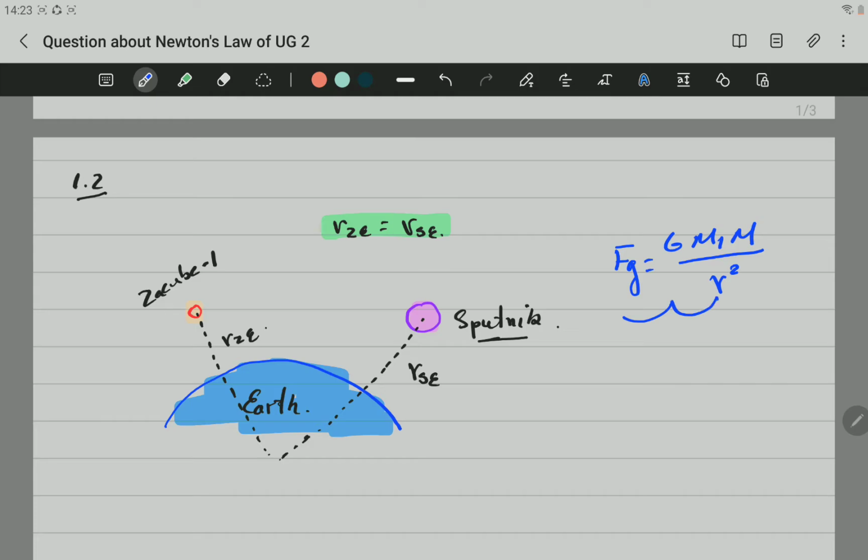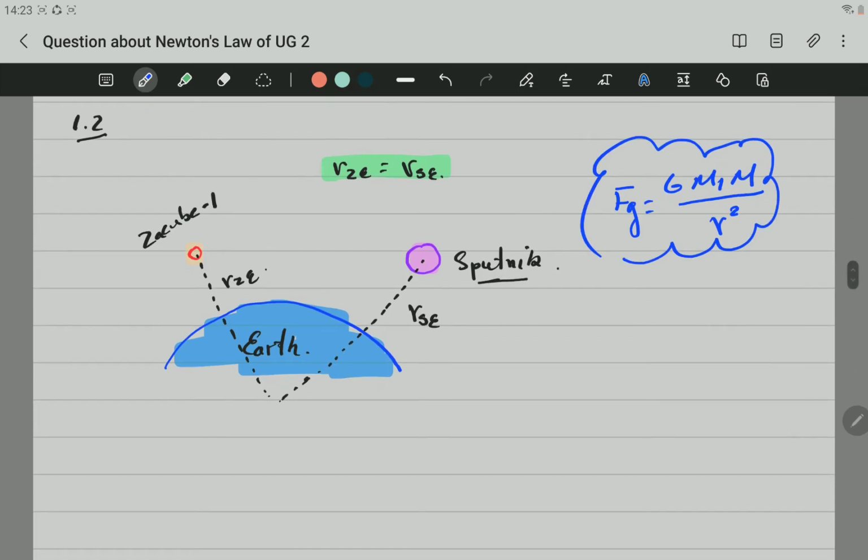This is the formula, okay? Now let's do a very, very small analysis here. I don't want to make the video too long. In this case, this will be the force of gravity between Sputnik and Earth. I'm going to write S and E. It's G, which is constant, the product of the mass of the Earth multiplied by the mass of Sputnik, divided by the distance between the Earth and Sputnik squared.